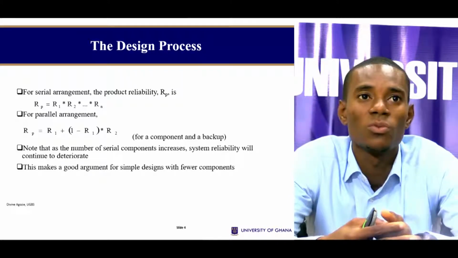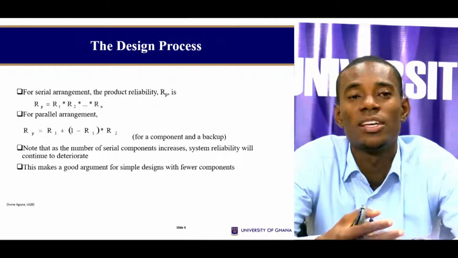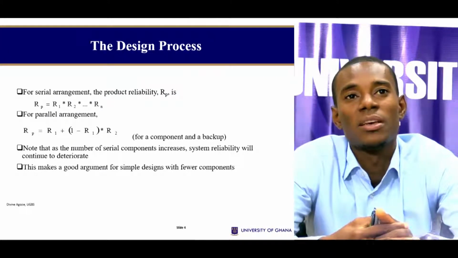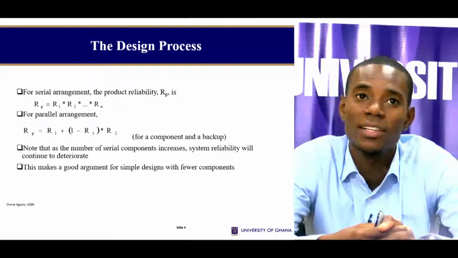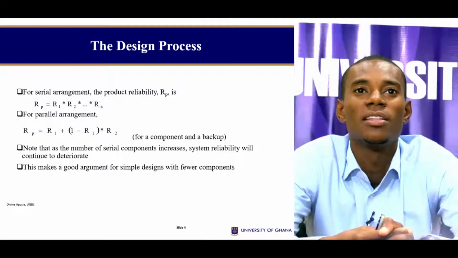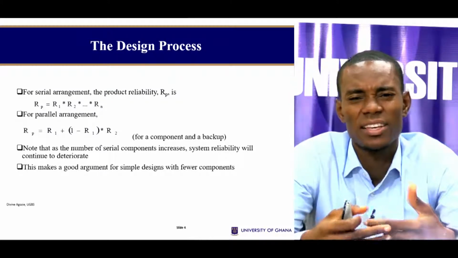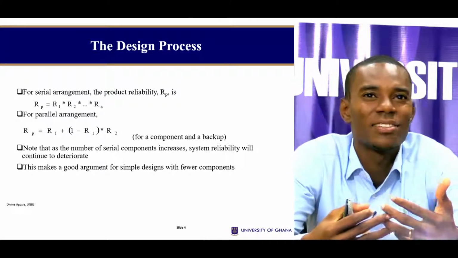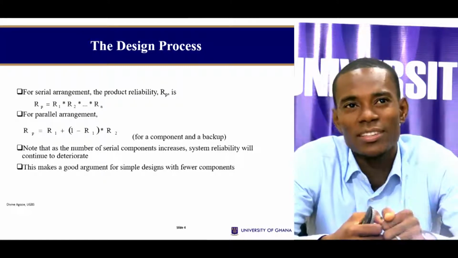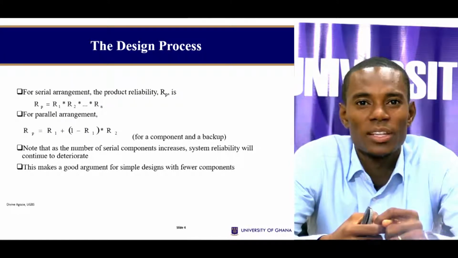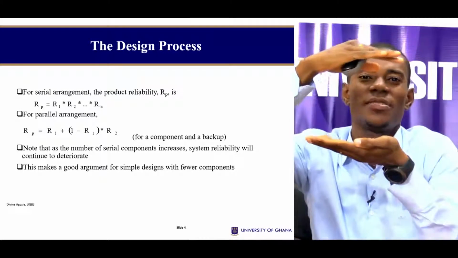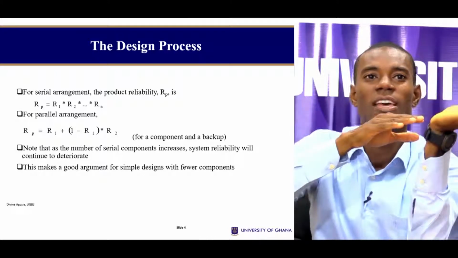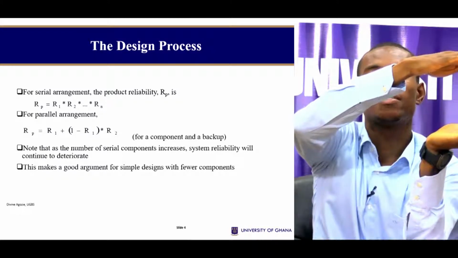How about the parallel arrangement? For the reliability of a product arranged in parallel, we say it is the reliability of the first component plus 1 minus the reliability of that same component, times the reliability of the second component. Think about it like a backup. Let's re-say this in a qualitative sense. To find the reliability of a product arranged one on top of the other, it's like looking at this one as the main one and the other one on top of it as the backup.